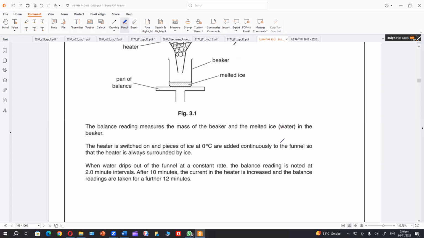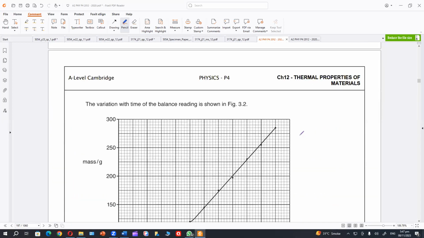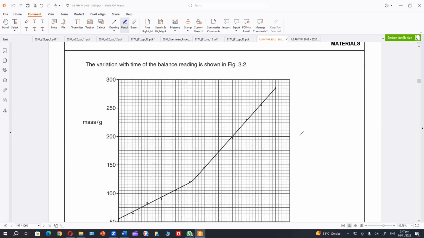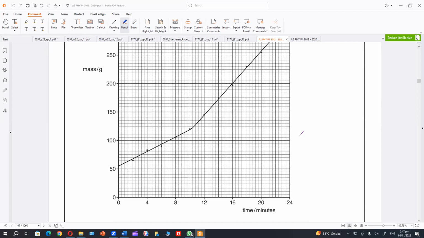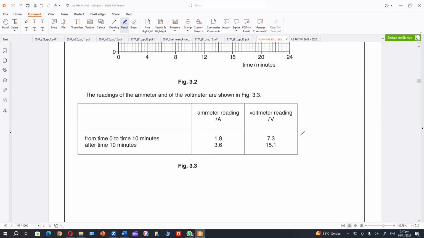The heater is switched on and pieces of ice at 0 degree are added continuously to the funnel so that the heater is always surrounded by ice. When water drips out of the funnel at a constant rate, the balance reading is noted at 2-minute intervals. After 10 minutes, the current in the heater is increased and the balance readings are taken for a further 12 minutes. The variation with time of the balance reading is shown. The readings of the ammeter and of the voltmeter are shown from 0 till 10 and after 10 minutes.